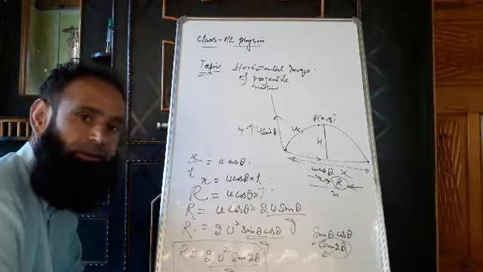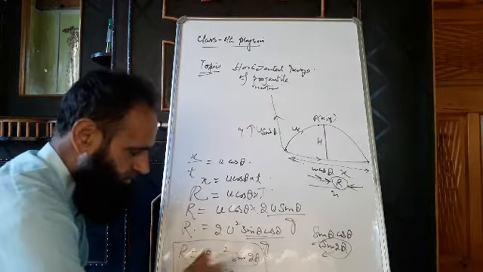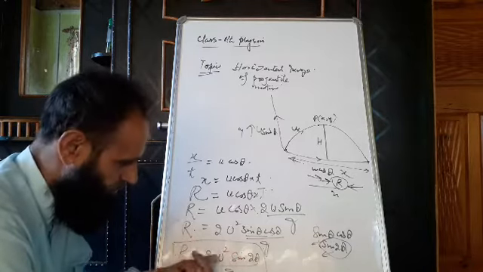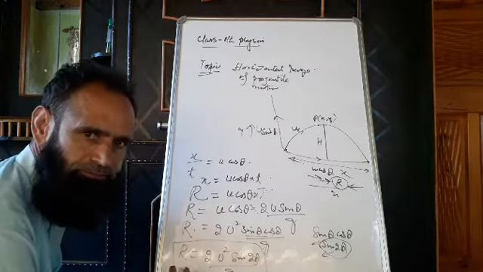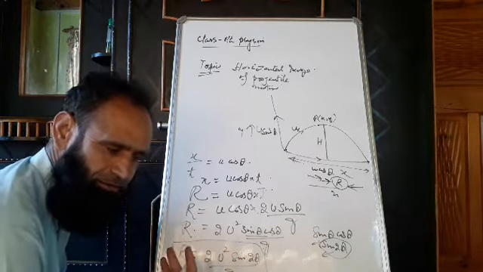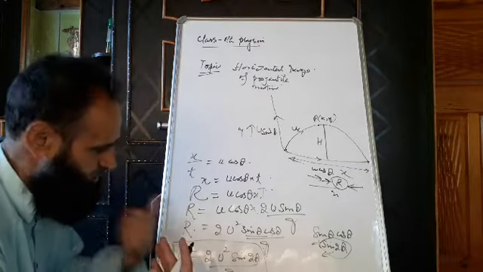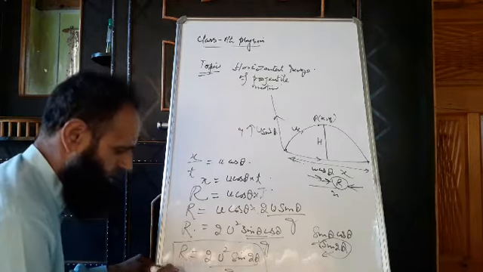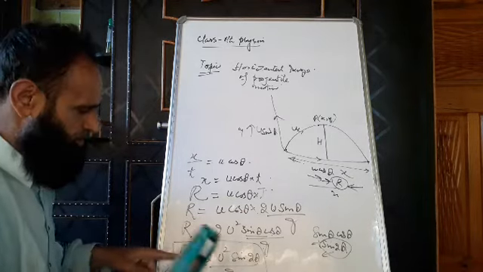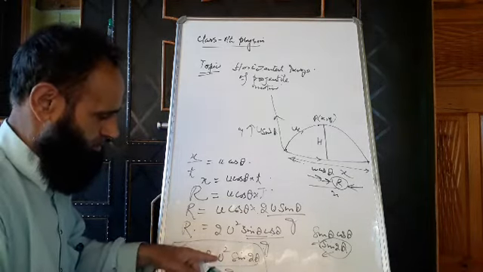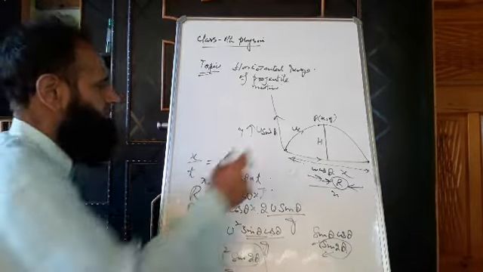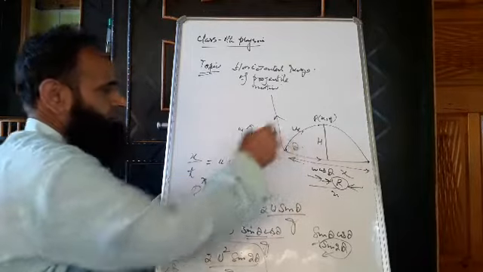If theta is given and the initial velocity u is given, we can find the horizontal range. Always we can find the time of flight if u and theta are given, or we can find the horizontal range. If the problem is asked in the examination, u must be given and theta must be given. Theta is the angle of projection.